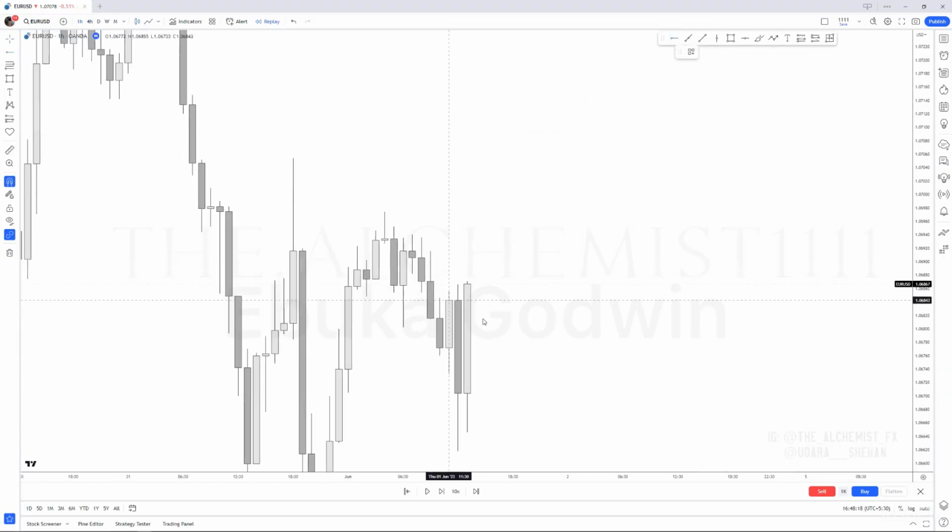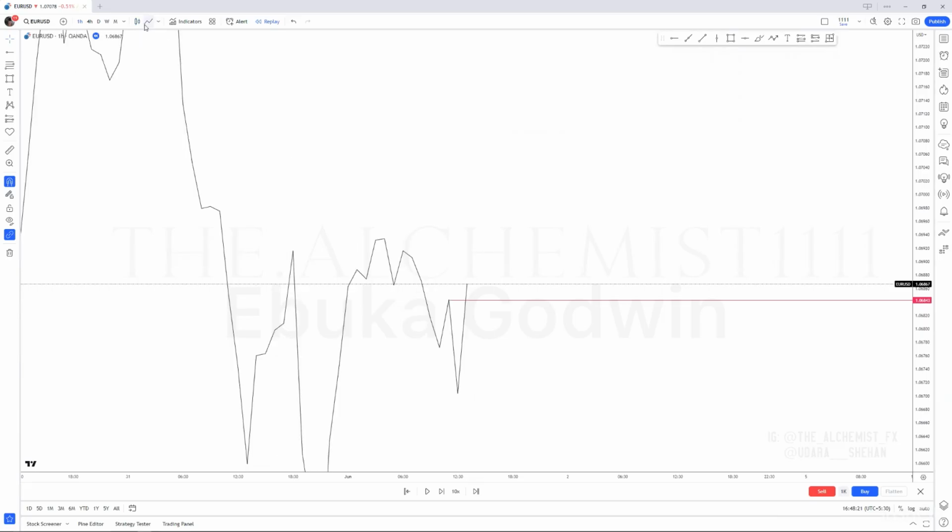What is this? A resistance being broken, right? Then it turns into a support. Once a resistance is broken, we know that it turns into a support. But now, how do we know that we could trust this level? That's the problem. So that is the reason why we use confluence. Our confluence will be a trend line. Look at this. Where's this?